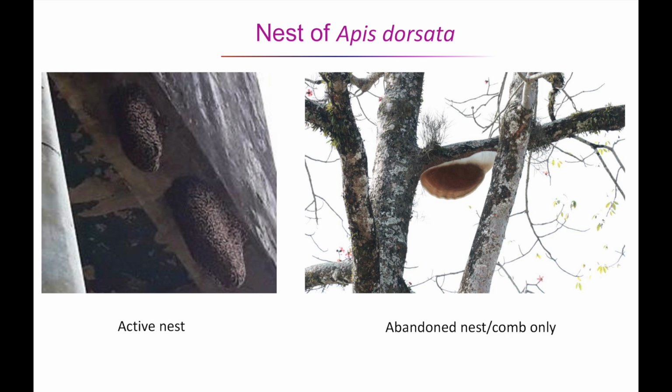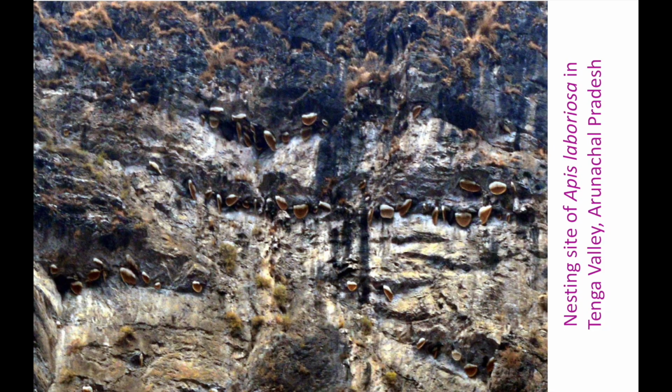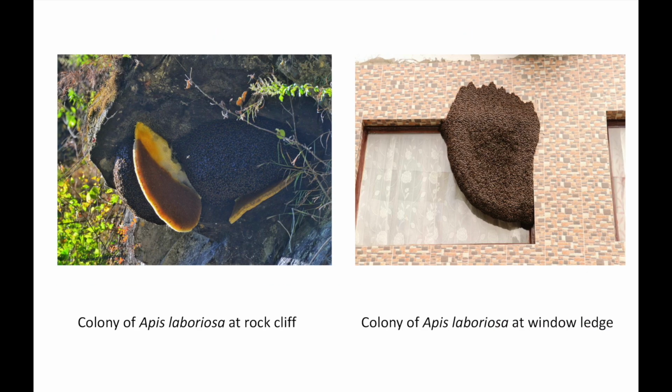and under concrete bridges. In the Himalayan cliff bee Apis laboriosa, the first abdominal segment is covered with brownish hairs. The rest of the segments are purely black with white stripes at each segment. The abdominal tip of Apis laboriosa is somewhat rounded. They usually build a single-combed exposed nest on rock cliffs, but may also build nests at ledges and buildings.